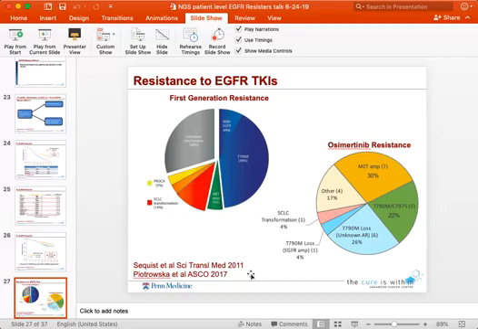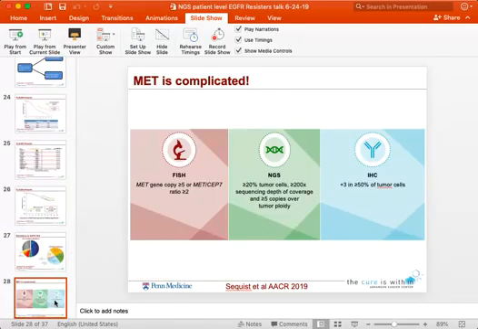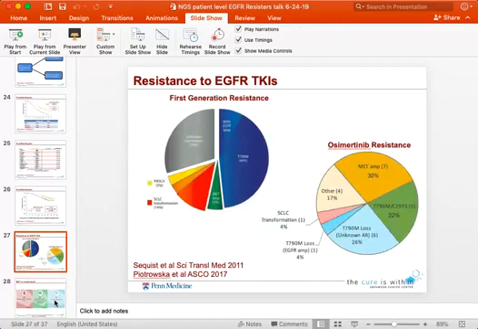And Laura, you are hitting up the next topic we're talking about. This is great. I'm getting transitions from all of you guys. So MET is enormously complicated. With MET amplification, we say, okay, you have MET amplification. How are you going to target it?